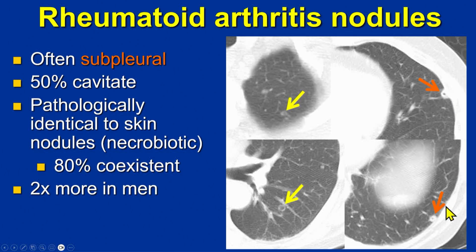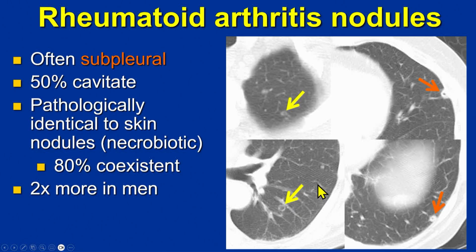So you can get these small cavitary nodules in the peripheral portion of the lungs in patients with rheumatoid arthritis. Very often they'll cavitate, about half of the time, and oftentimes they'll coexist with skin nodules, necrobiotic nodules, for example, on the extensor portions of the arm. So oftentimes when I see this in someone with rheumatoid arthritis, I'll actually call the clinician and ask them, do they also have skin lesions? Do they also have necrobiotic nodules along their skin?